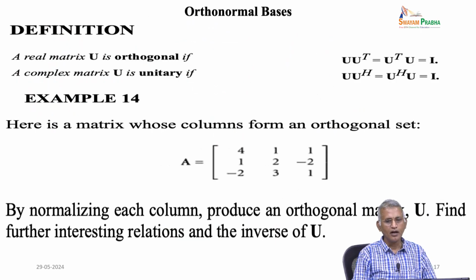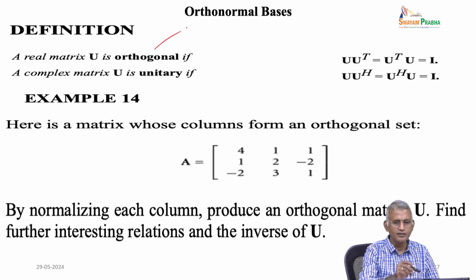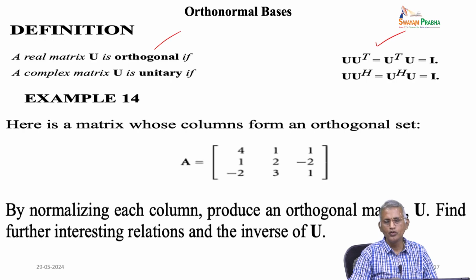Next, orthonormal basis. A real matrix U is orthogonal if U transpose U equals U U transpose equals I. So, if the matrix entries are real, then we have to use this. If it is a complex matrix, U is unitary if U power H into U equals U into U power H equals I. Now, we have an example.